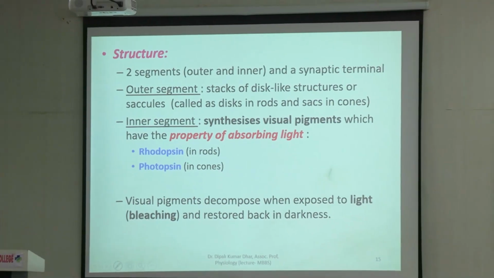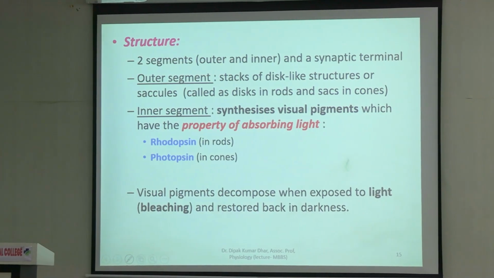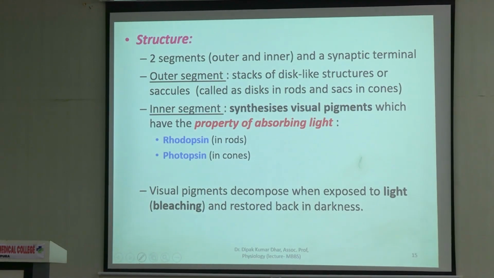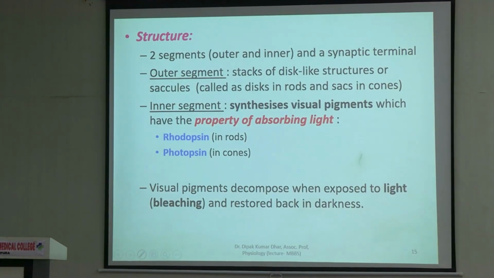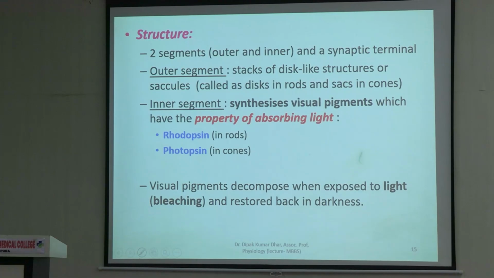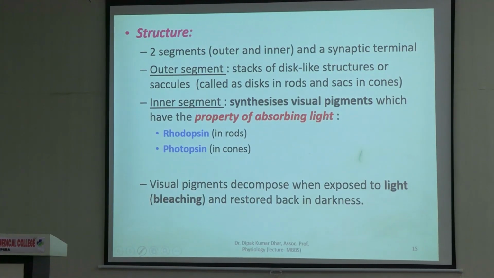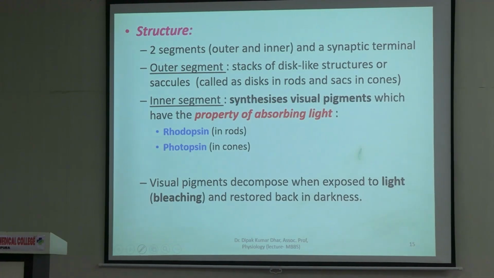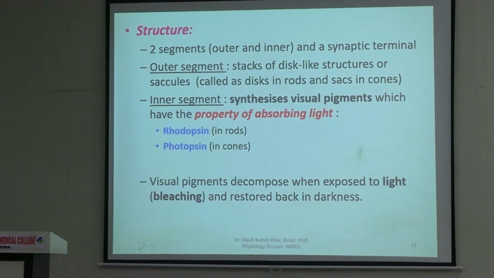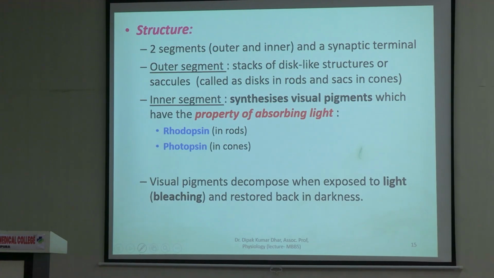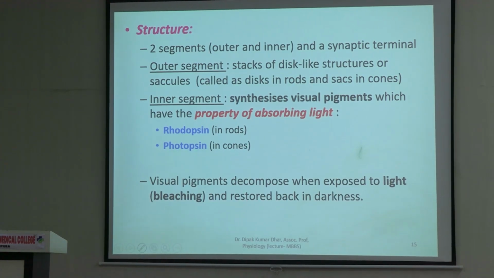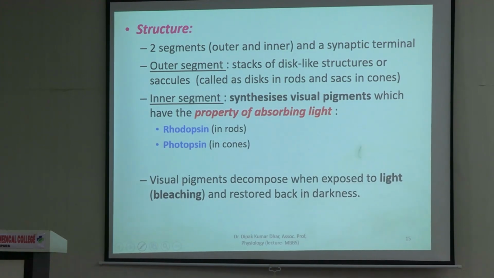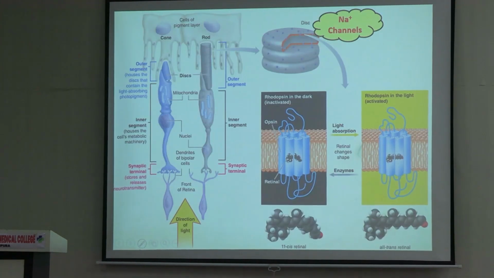Now what are the pigments that are there? In rods the pigment is rhodopsin. In cones the pigment is photopsin. And these visual pigments or photopigments, they have a unique property that they can absorb light. But as soon as they absorb light, what happens is they break, right? They decompose. And this process is called bleaching of the pigments. So light के साथ there is a decomposition of the pigments and with darkness the pigments are restored. Right? So let's see what happens.